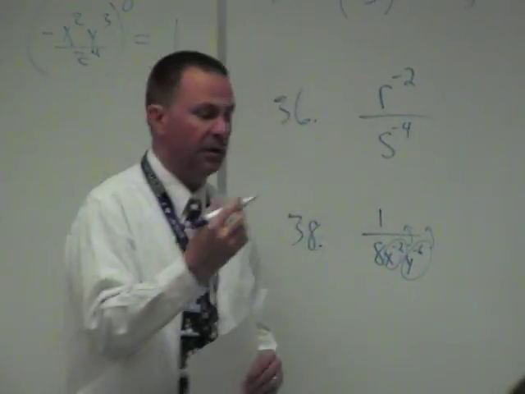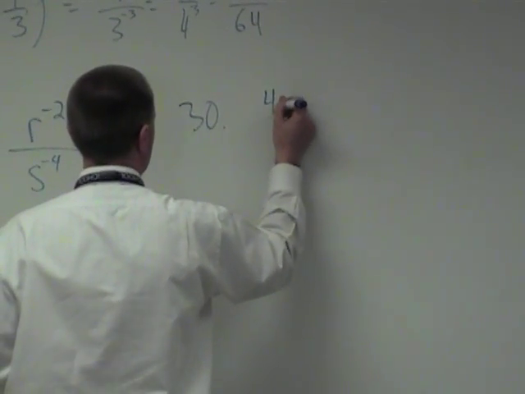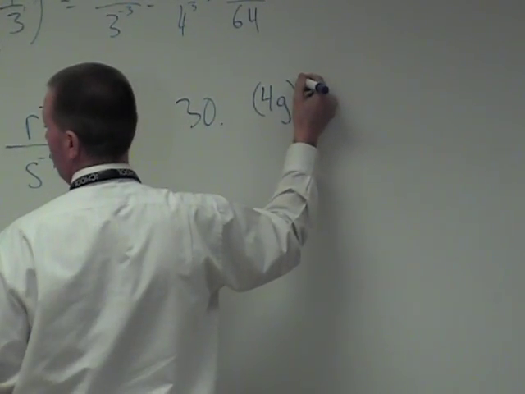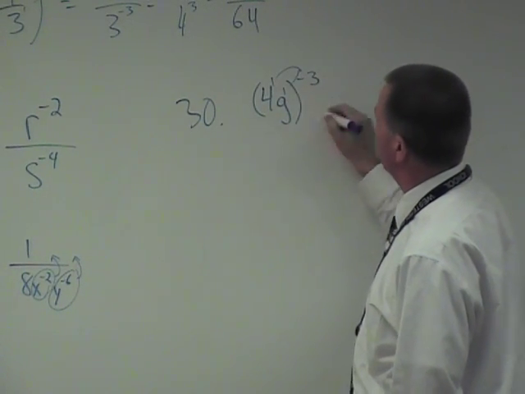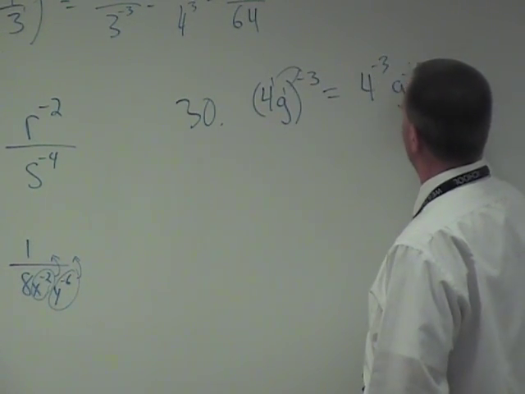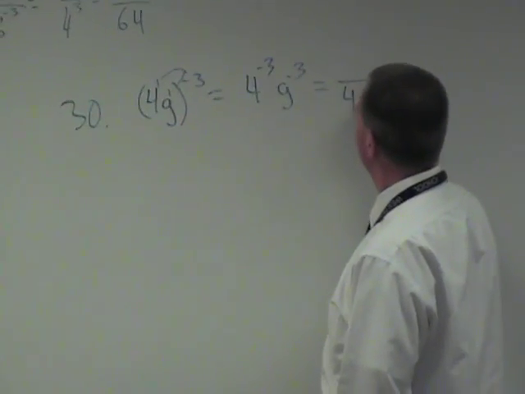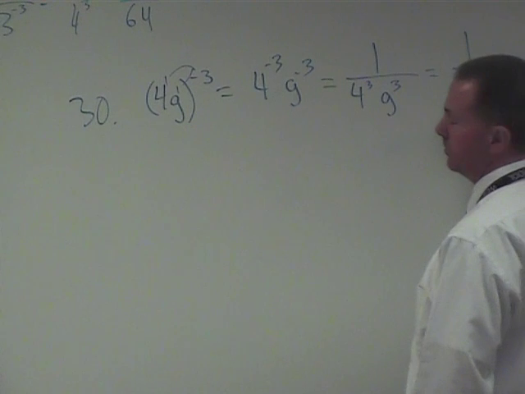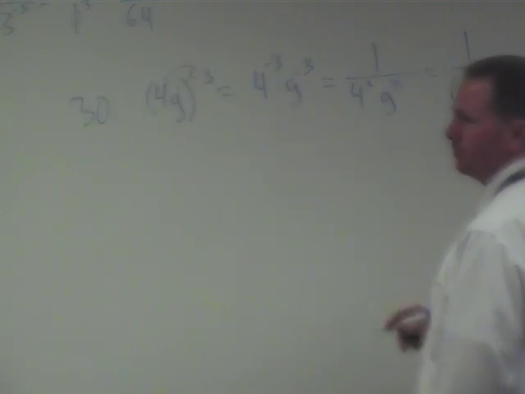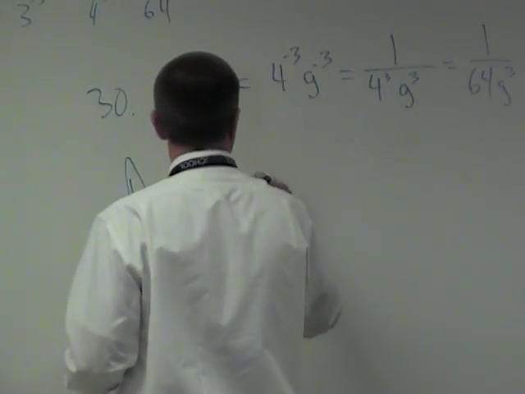Number 30? All right, what is it? That's it? Okay, again, go ahead and distribute those. That's 4 to the negative 3, g to the negative 3, which then becomes... Make sense? All right, your assignment: page 506.